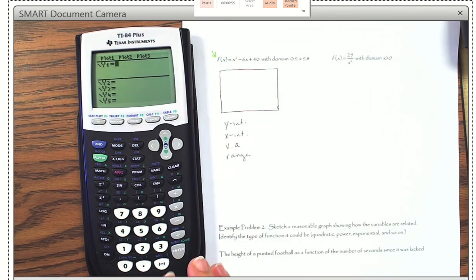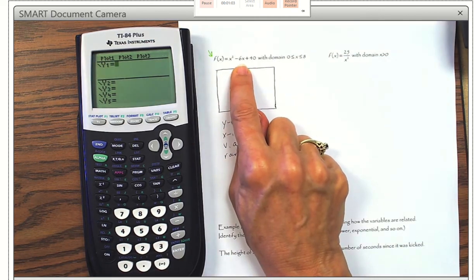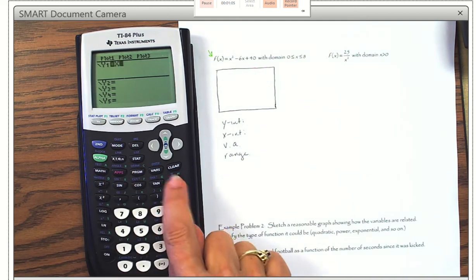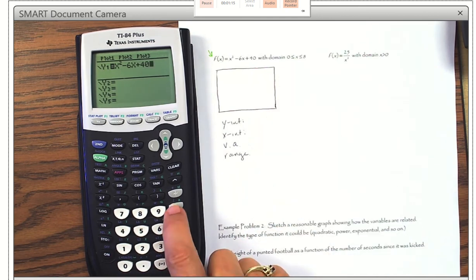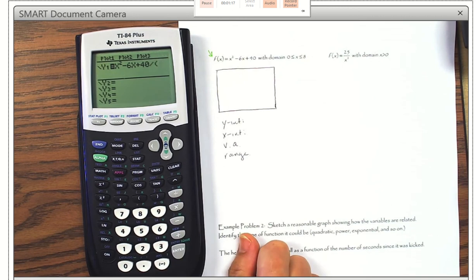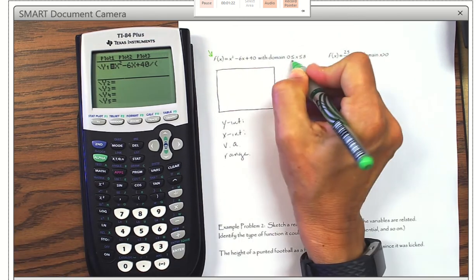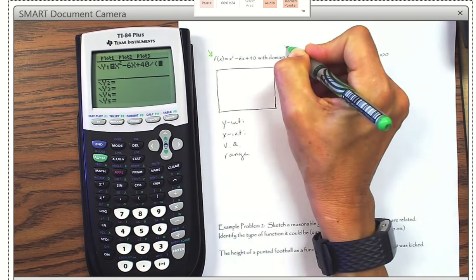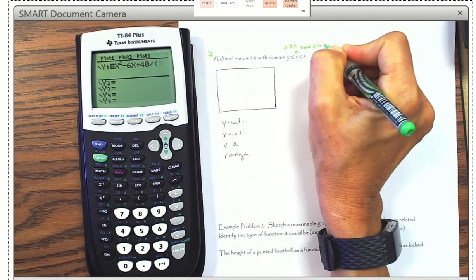Okay. So we're already in our equation editor, y equals. I've cleared out any equations, and I'm going to enter this function: x squared minus 6x plus 40. So I'm going to put in my x squared. We're going to subtract 6 times x, add 40. And on the TI-84, to enter my limited domain, I'm going to go divided by and then an open parenthesis. Remember that if 0 is less than or equal to x is less than or equal to 8, then that means x is greater than or equal to 0 and x is less than or equal to 8.